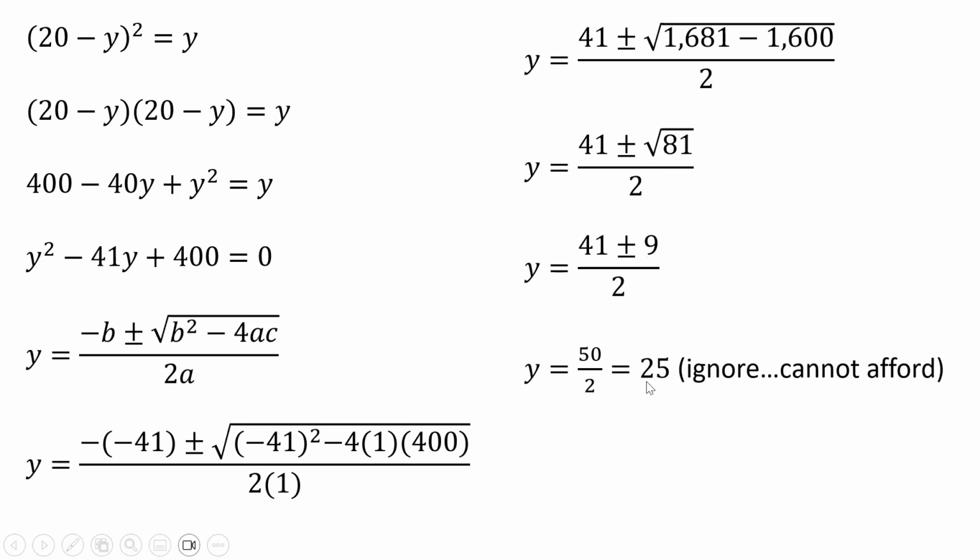We can ignore this result. The consumer cannot afford to buy 25 units of good Y. The consumer only has $20 and the price of good Y is $1, so this is not affordable. And 41 minus 9 is 32, and if we divide that by 2 we get 16. So that is the utility maximizing number of units of good Y the consumer should buy, 16.